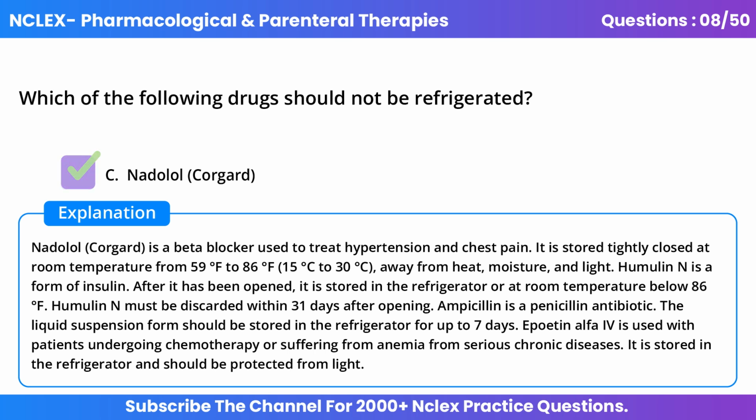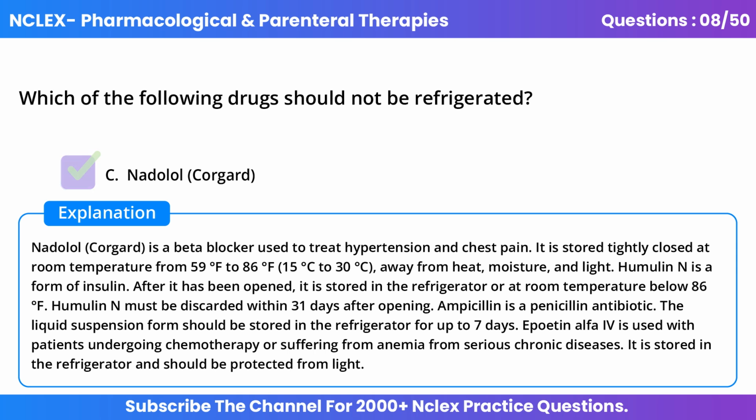Humulin N is a form of insulin. After it has been opened, it is stored in the refrigerator or at room temperature below 86 degrees Fahrenheit. Humulin N must be discarded within 31 days after opening.